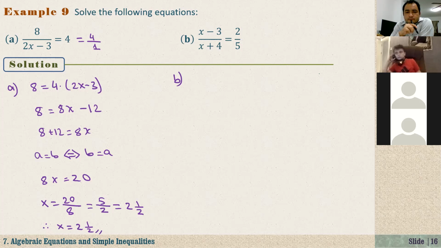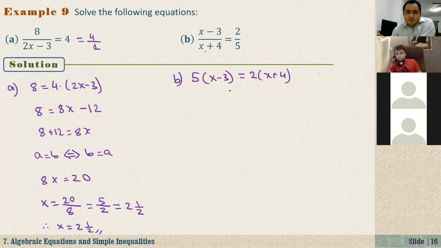I think 2 plus 3 or multiply. You should cross multiply again, right? So the expressions in the denominators go up. This 5 goes to the left, x plus 4 goes to the right. So here we have 5 times x minus 3 equals 2 times x plus 4.